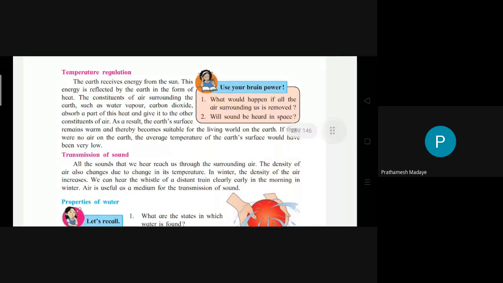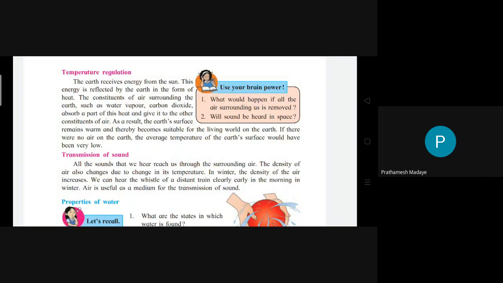Then some properties are also there, like temperature regulation and transmission of sound of air. Okay, so temperature regulation, what does it include? The earth receives energy from the sun, that we all know, and this energy is reflected by earth in the form of heat. The constituents of air surrounding the earth, such as water vapor and carbon dioxide, absorb a part of this heat and give it to other constituents which are already present in the air.